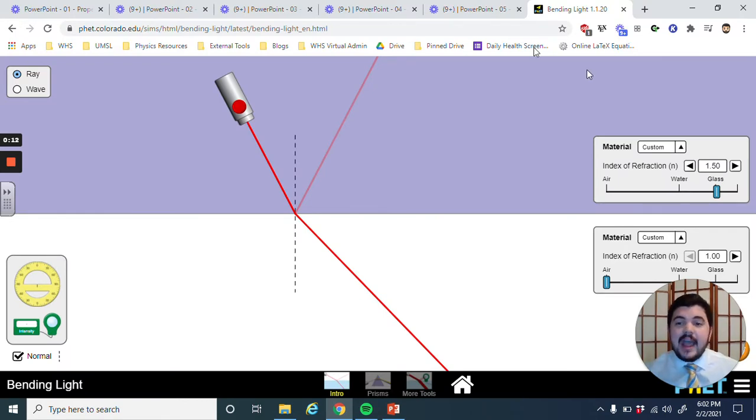So here we have a laser. It is inside of glass already. So we have an index of refraction of 1.5. Why is the laser in glass? Don't worry about that so much. What matters is that the laser light is in glass. And then over here we have air, which has a lower index of refraction at 1.0.